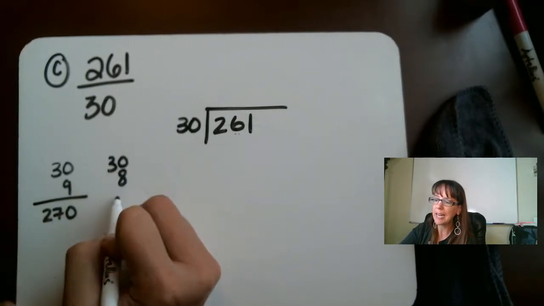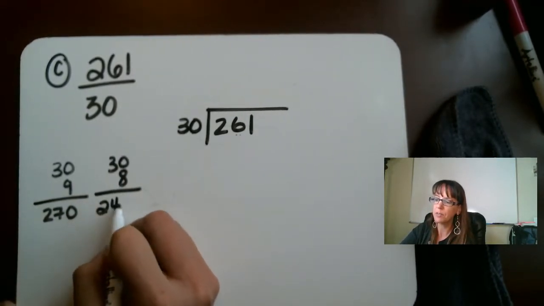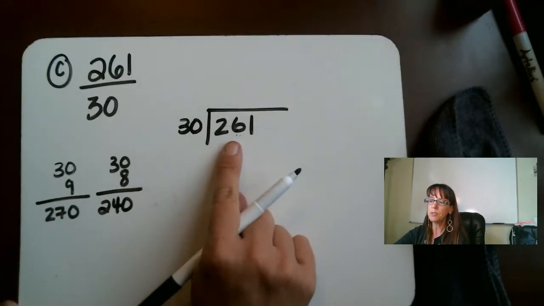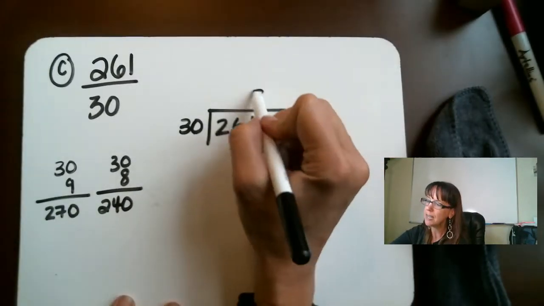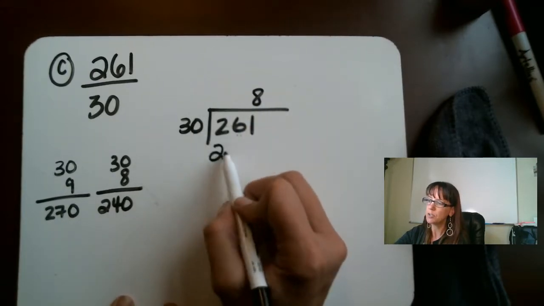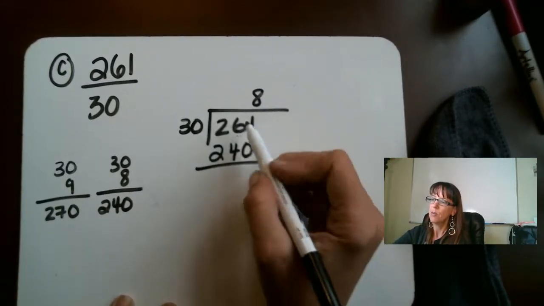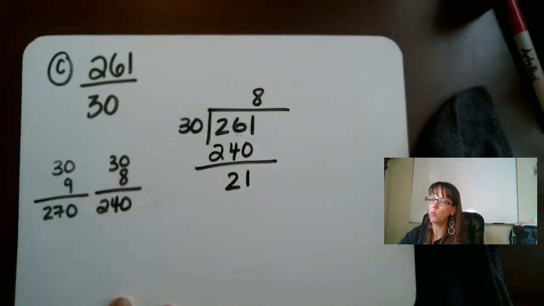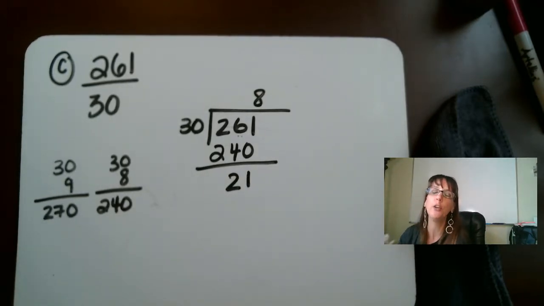30 times 8 will give us 240. So 30 goes into this 8 times without going over. 8 times 30 gives us 240. We do some subtraction here, we get 21. Are we done yet? No.